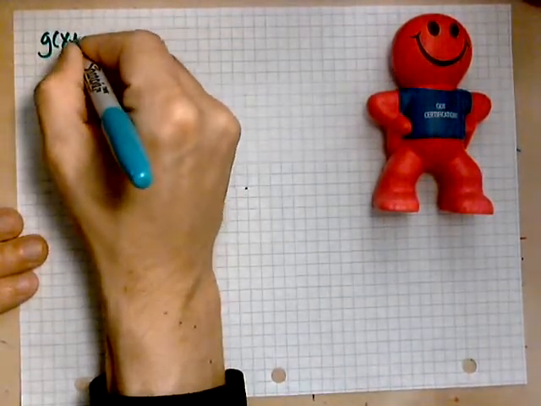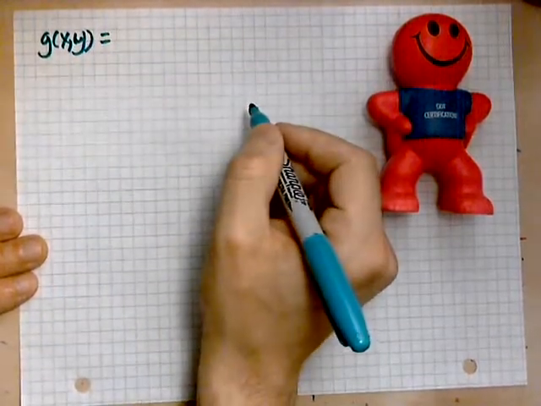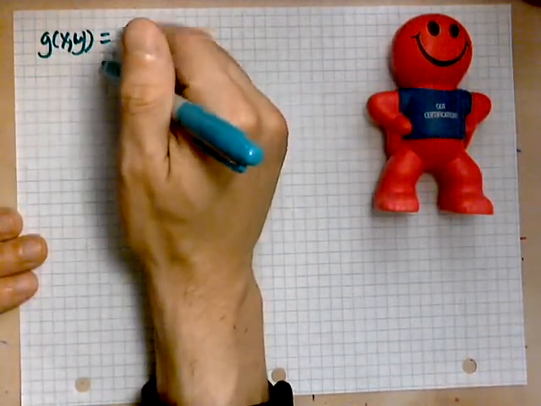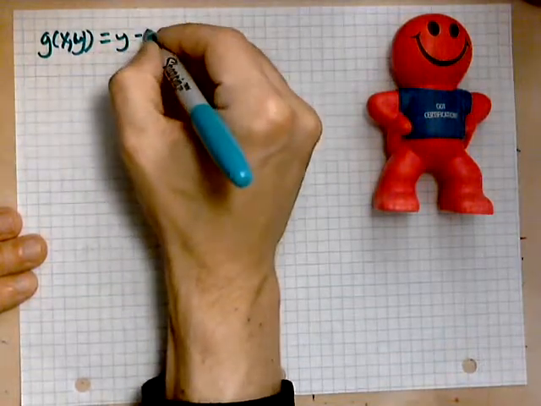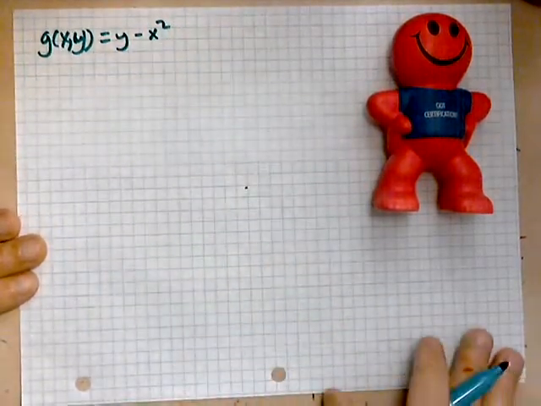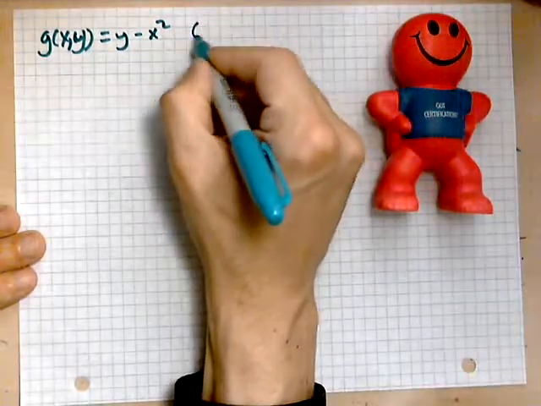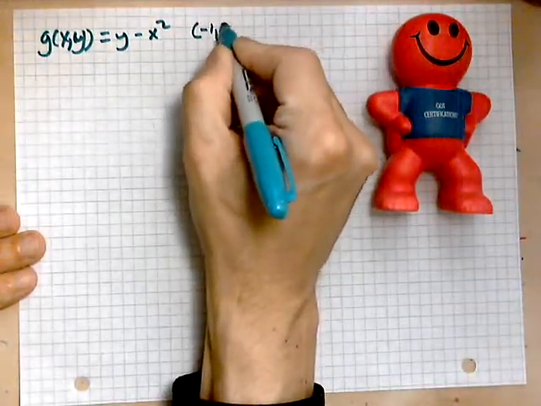G of x, y. Okay, so the function is g, the variables are the x and the y, and the definition of the function is y minus x squared. So with this in place, we will find the gradient at the point -1, 0.